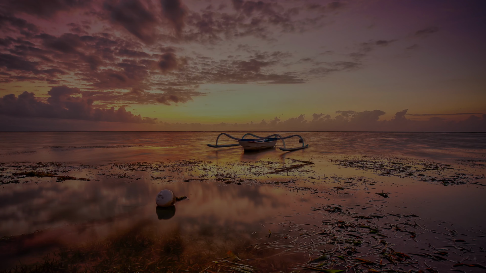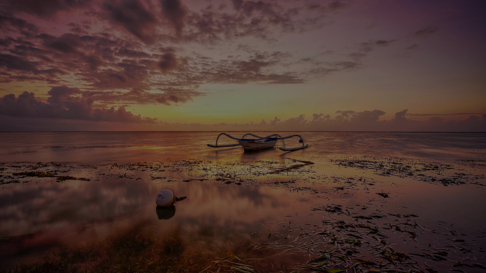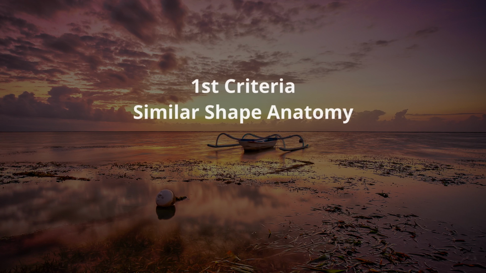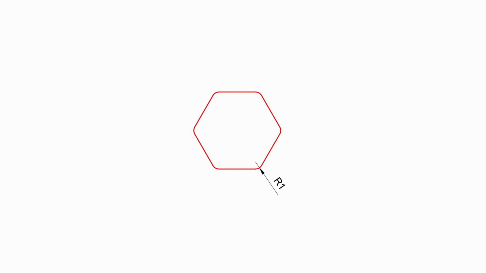Now, how about if we want to use shapes other than ideal shapes? Yes, we can definitely use a non-ideal shape, but the shape has to meet some criteria. First, the shape has to inherit its ideal shape anatomy. The ideal shape of the one segment subtype is hexagonal. As we can see here, this hexagon shape has radius corners, because of that, this shape is no longer an ideal shape.